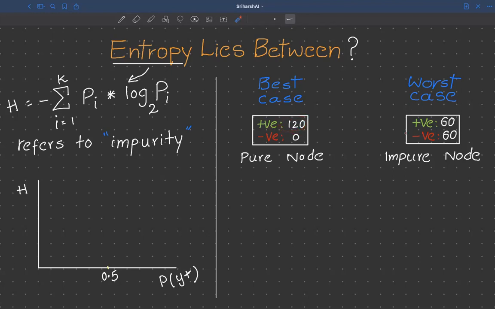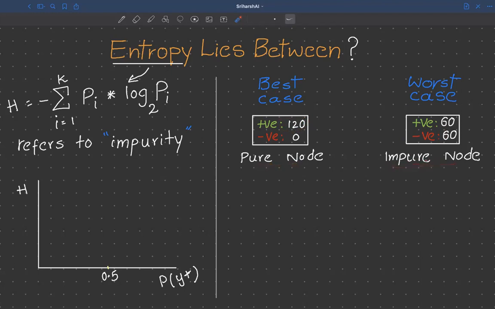Similarly, in the worst case, I'm considering an impure node. In the impure node, the probability for all the classes will be equal. That is, if you see here, the number of samples in the positive class is 60 and the number of points in the negative class is also 60. So this is the best case scenario I'm considering, and this is the worst case scenario.